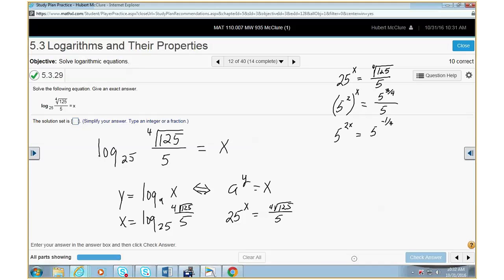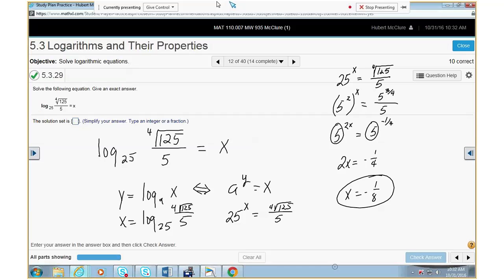The bases are the same. 2x is equal to negative 1/4. x is equal to what? Negative 1/8. So this will be the answer for all of this. I'm totally nailing this stuff. Let's put negative 1/8 in again and see what happens.